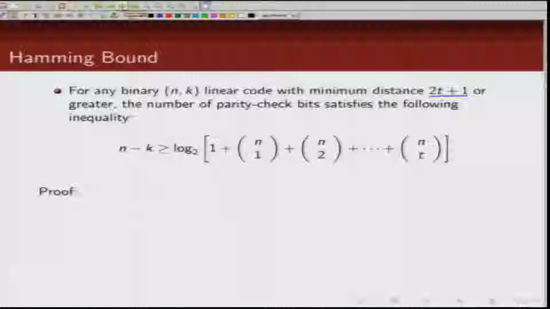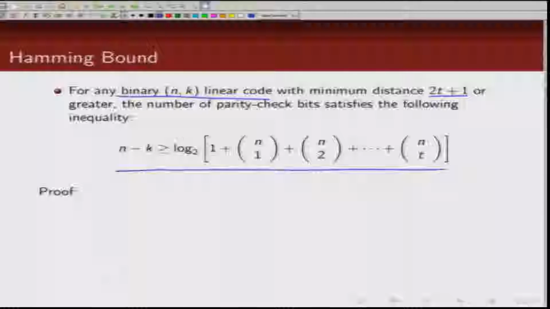So, what is the Hamming bound? The Hamming bound says that for a binary (n, k) linear code whose minimum distance is at least 2t plus 1, the number of parity check bits satisfies this relationship. So, if you have a linear code whose minimum distance is at least 2t plus 1, then the number of parity bits must satisfy this. The number of parity bits is lower bounded by this. So, how do we prove this?